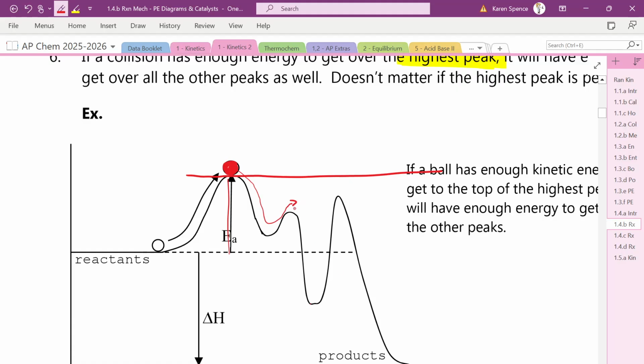And sometimes people think, oh my gosh, it'll get to the bottom and it'll get stuck. But no, it picks up all the kinetic energy from here to here, right? So it has enough kinetic energy to get back up over this hill, because it gained this much kinetic energy and it only needs this much to get up that last hill.